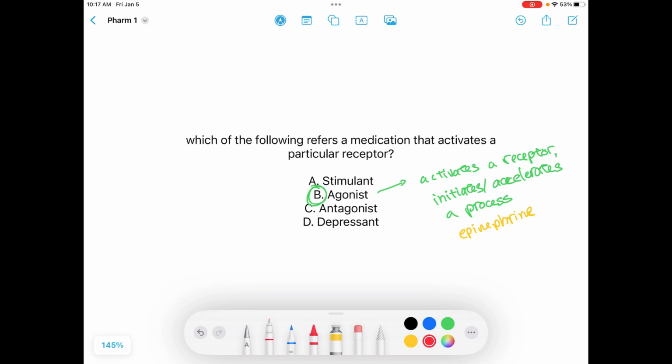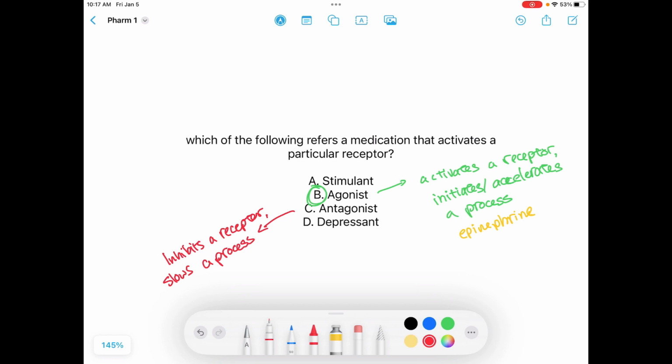In contrast, an antagonist is the opposite. It inhibits or slows certain types of receptors, inhibits a receptor, or slows a process down.